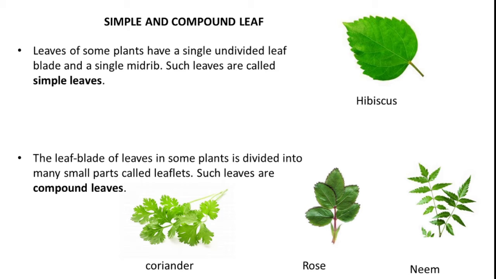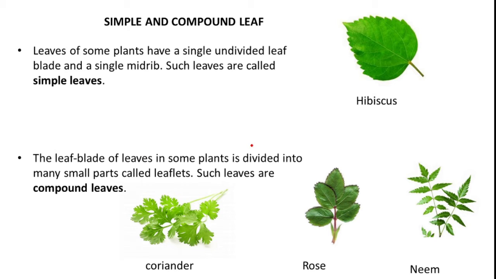Simple and compound leaf. Leaves of some plants have a single undivided leaf blade and a single midrib. So this is the midrib. Such leaves are called simple leaves. This is a hibiscus leaf and it is an example of a simple leaf.